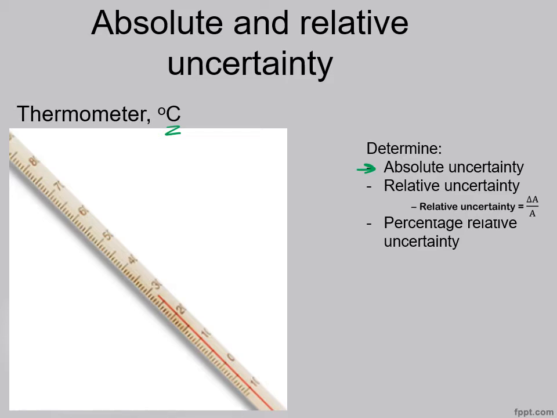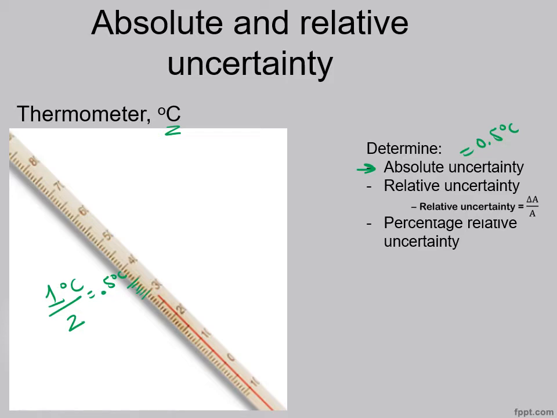So what we're going to do is figure out what each of our increments is equal to. In our analog, not digital, devices, we're going to figure out the smallest graduation. Each one of those graduations is 1 degree Celsius. We're going to then divide that by 2, and so our absolute uncertainty is going to be 0.5 degrees Celsius, half of each of those increments.